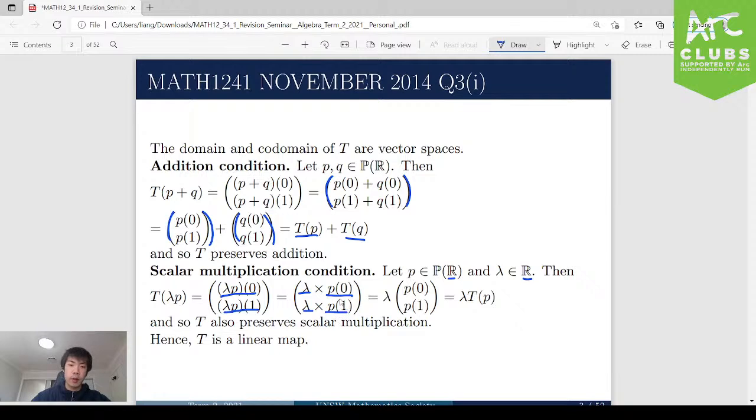And then by the linearity of vectors, this lambda can be taken out. And so you have lambda times the vector TP. In that case, we have shown that it both preserves addition and scalar multiplication. And so T is a linear map, because it has preserved the two conditions.